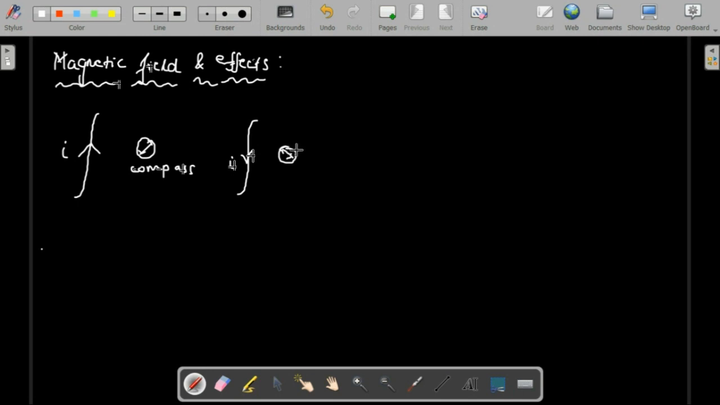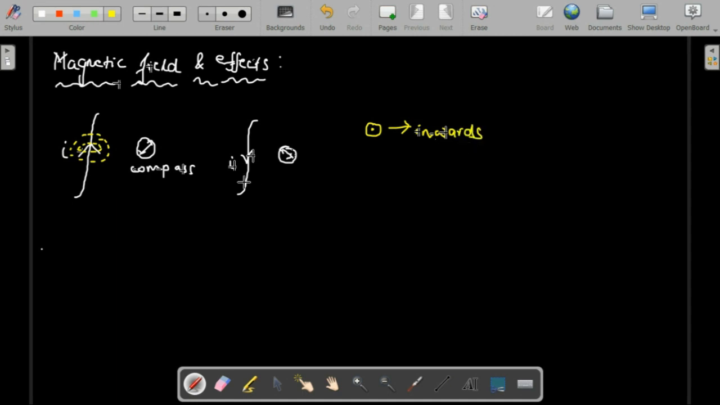So a current carrying wire will produce a magnetic field around itself. In fact, the magnetic field produced around the current carrying wire forms concentric loops, and from that we can find out the direction. In general there are certain conventions that we should know.